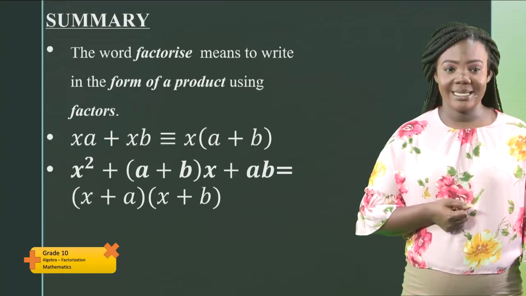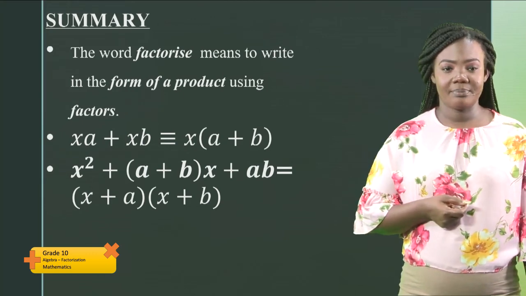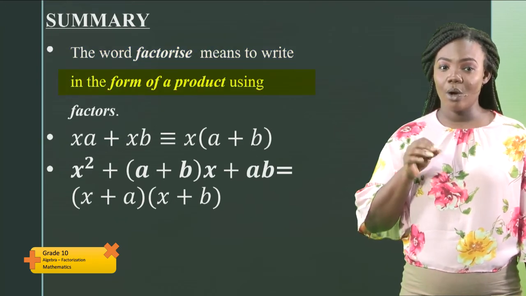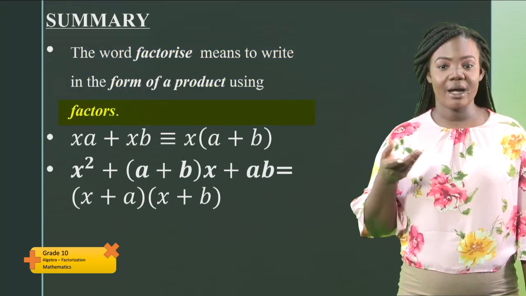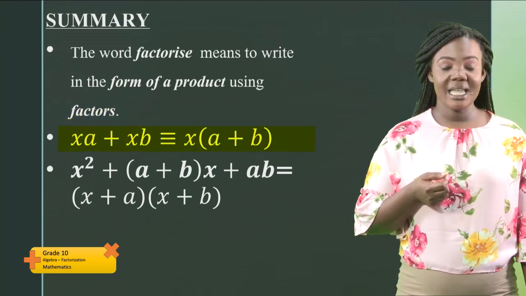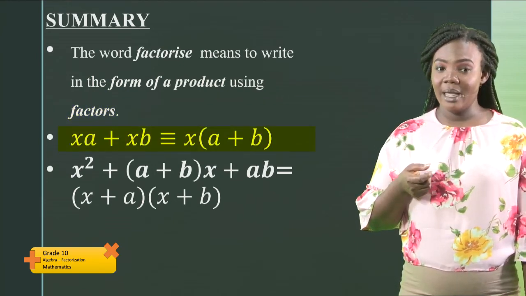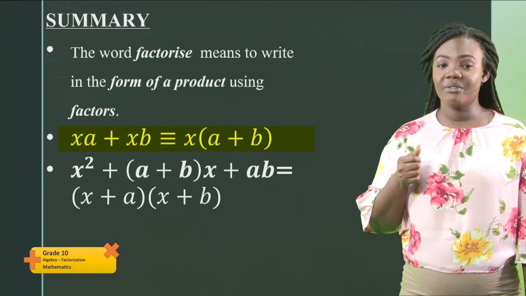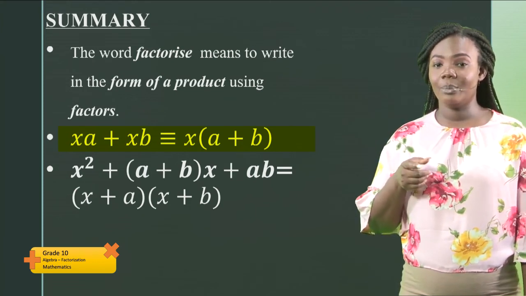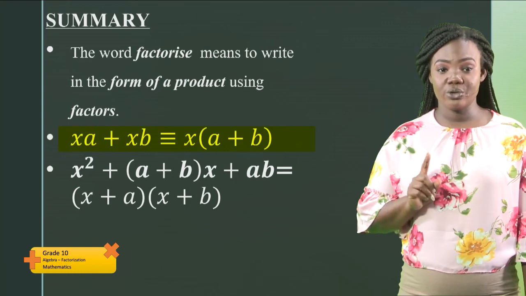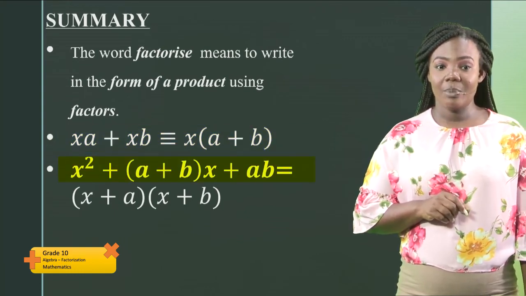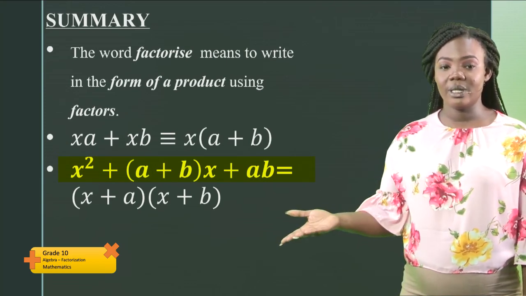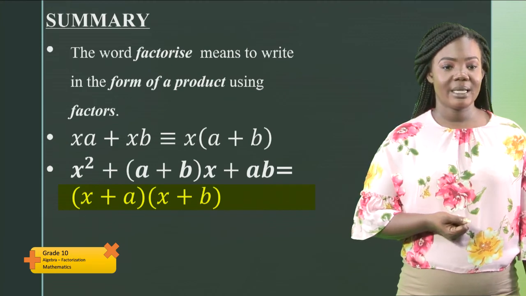Now that we have looked at that, let's summarize our lesson. The word factorize means to write in the form of a product using its factors. Here we see that if we have xa plus xb and we factorize that, we would have taken out the x and we would have been left with x into a plus b. If we had the quadratic x squared plus a plus b x plus ab, when we factorize that, we would have been left with x plus a into x plus b.